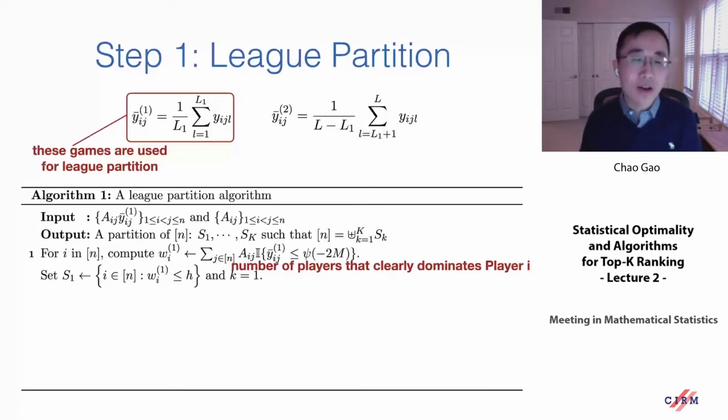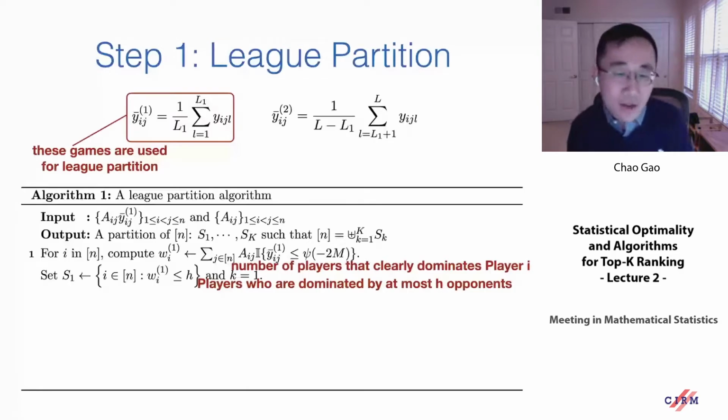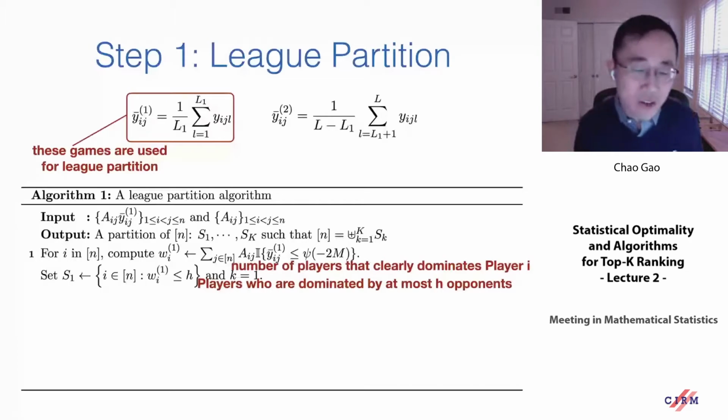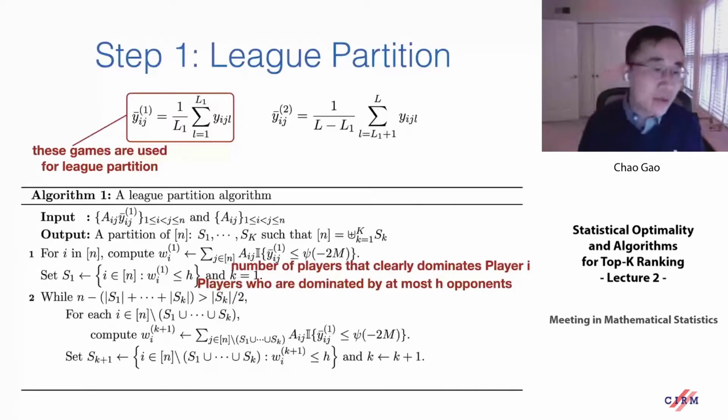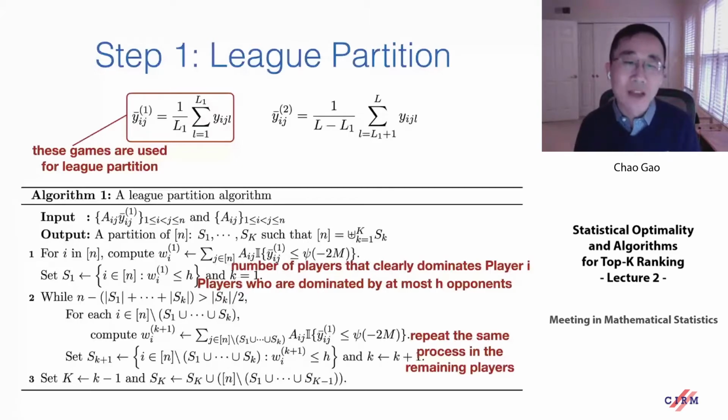The next step is we are trying to form the top league. S1 is the top league. If a player belongs to the top league, that player should not have too many strong opponents, okay? So as long as the number of players that dominate player i is smaller than some threshold h, then this player will be classified as a member of the top league. This is how we form the top league S1. What we do next is just repeat the same process in the remaining set of players, and then we have S2. Then we remove players in S1 and S2, repeat the same process, and we have S3. We do it again and again until we run out of players. Then all the players are partitioned into at most capital K leagues, okay?